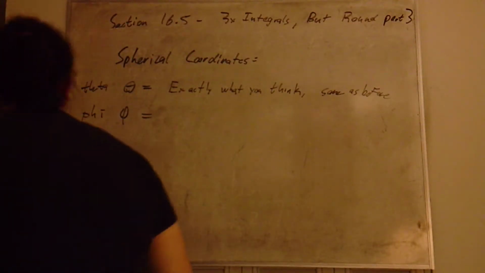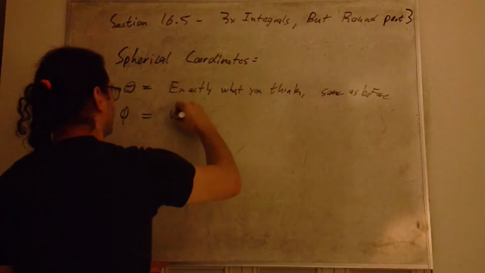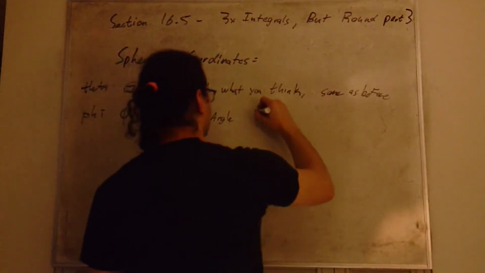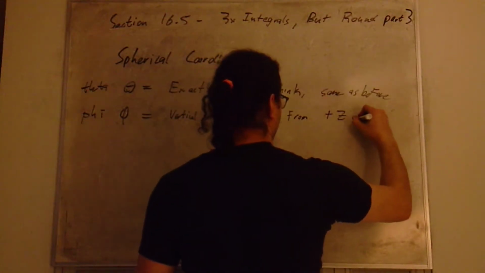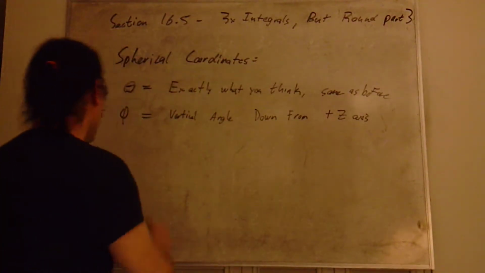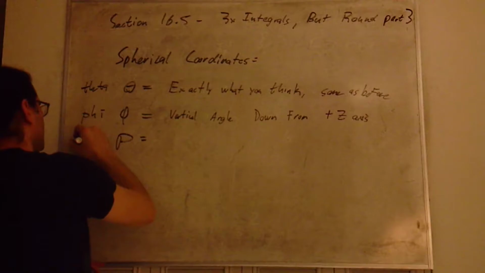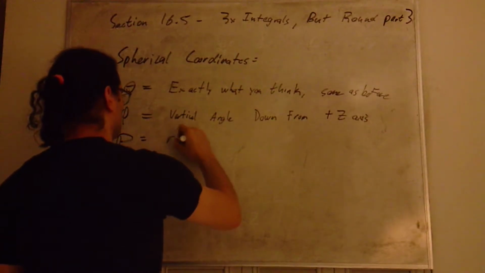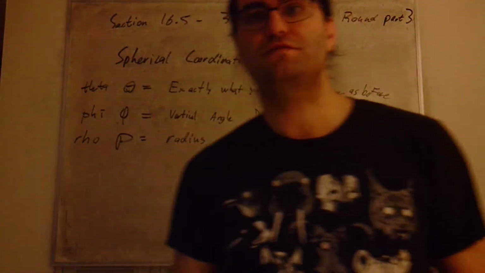So that's how spherical coordinates work. This is the vertical angle. It goes down from the positive z-axis. And rho, it's like a big scripty letter that looks like a P, spelled rho. This is the radius. This is how spherical coordinates work.